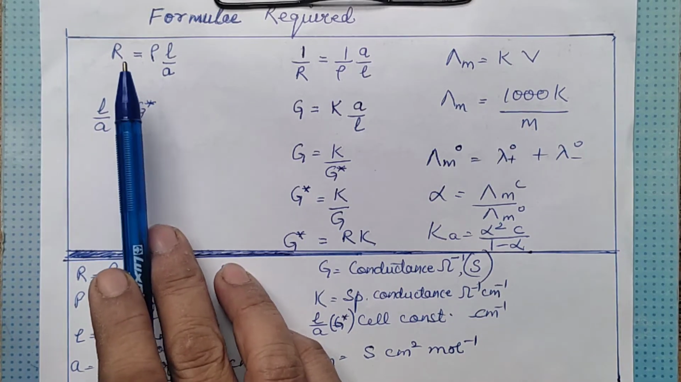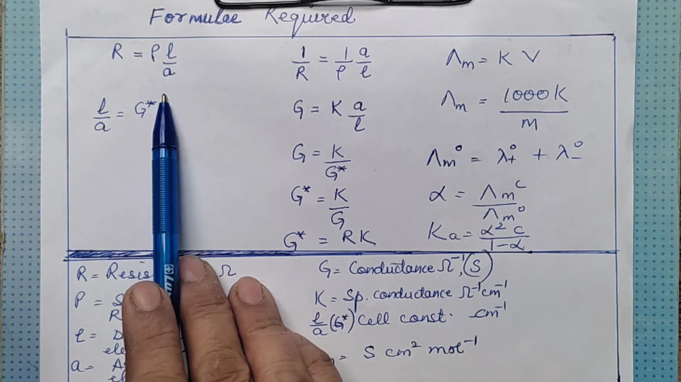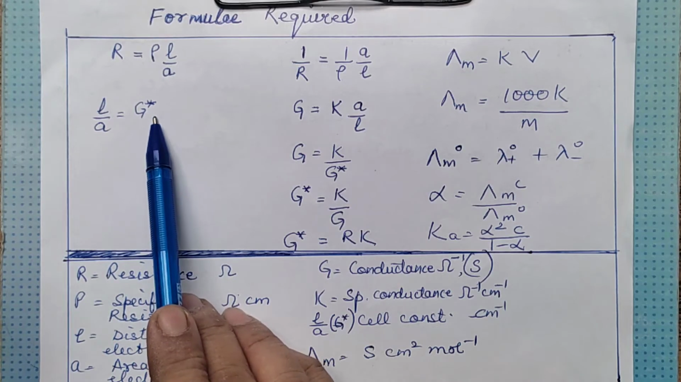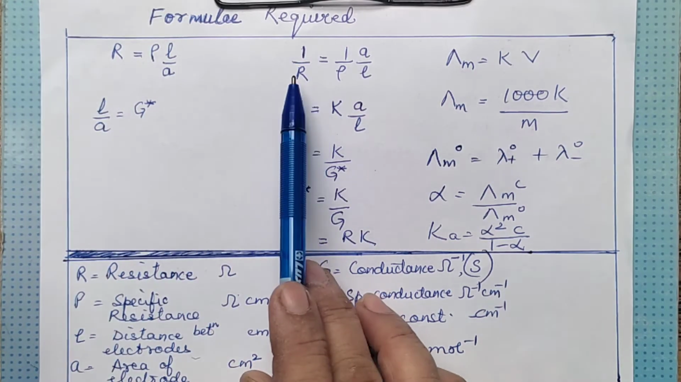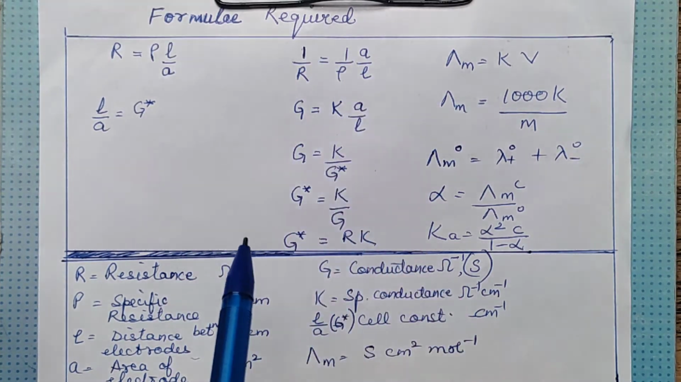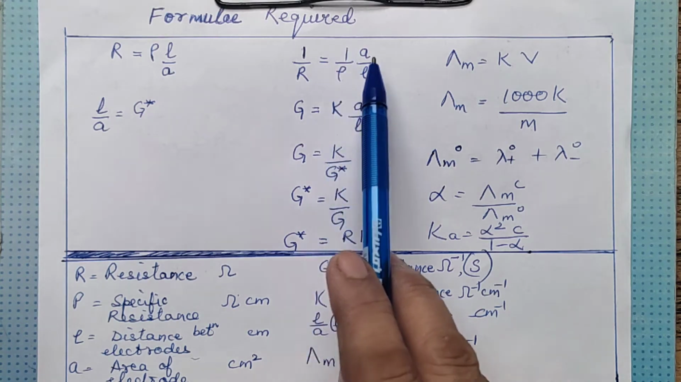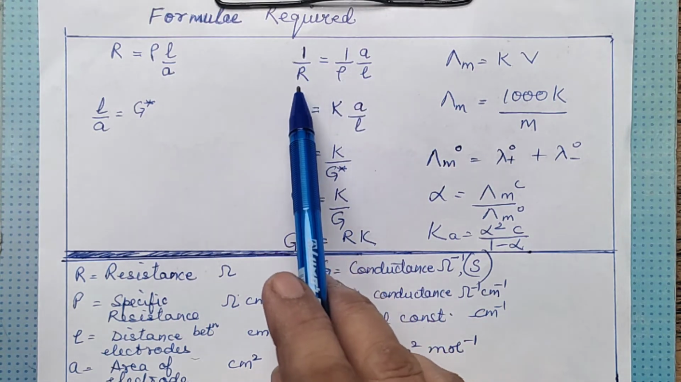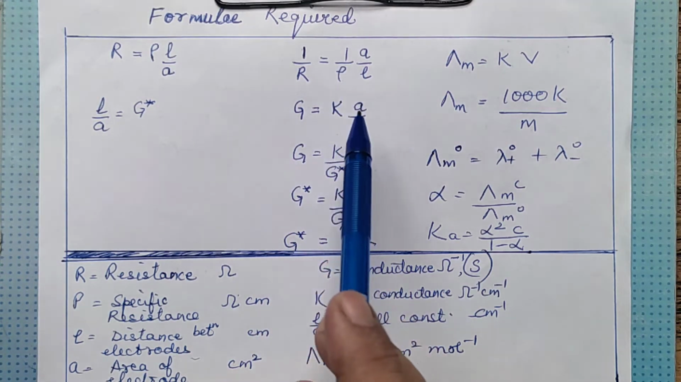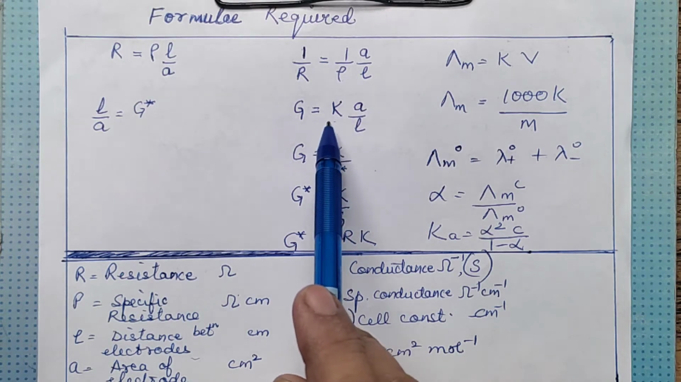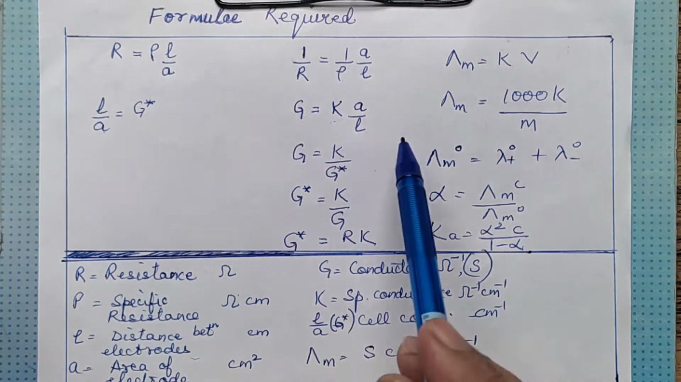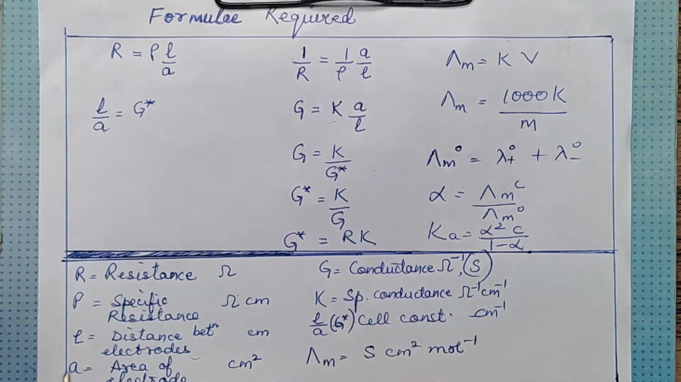See the resistance. Resistance is rho L by A. Then L by A is the cell constant. We represent cell constant by G star. Then inverse of resistance is conductance. So 1 by R. If you do 1 by R, this whole thing gets inverted, so you have this as 1 by rho into A by L. And 1 by resistance is conductance. G is conductance. 1 by specific resistance is specific conductance. That is represented by kappa. Then L by A was cell constant, so instead of L by A, I wrote here cell constant.